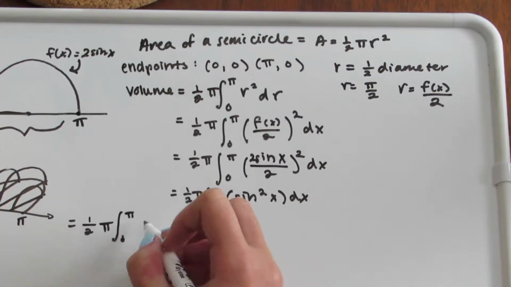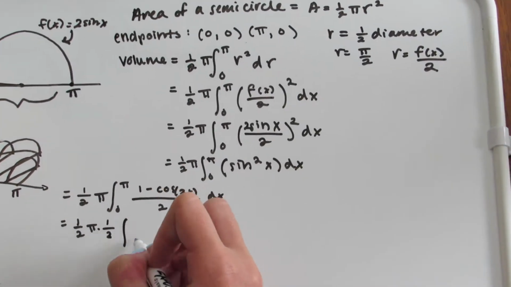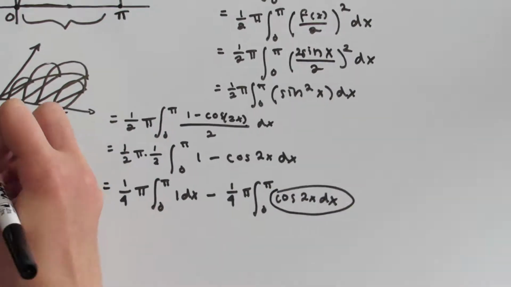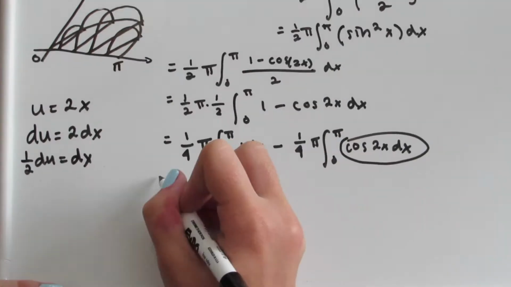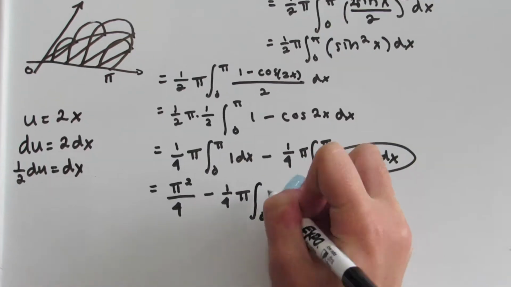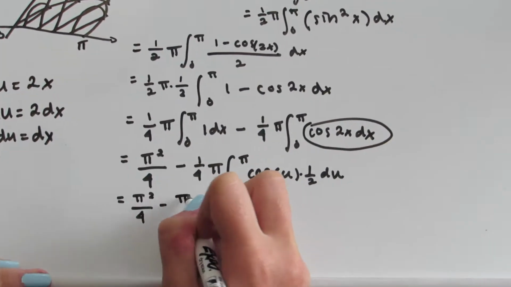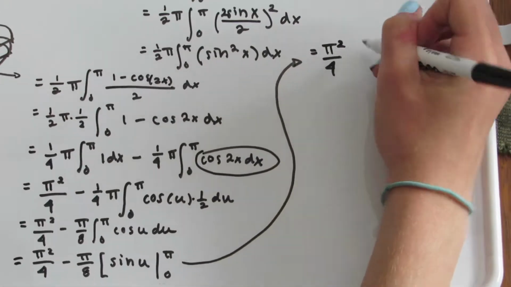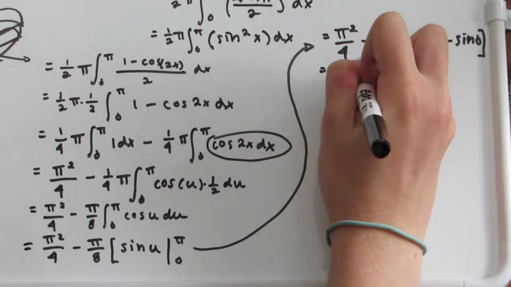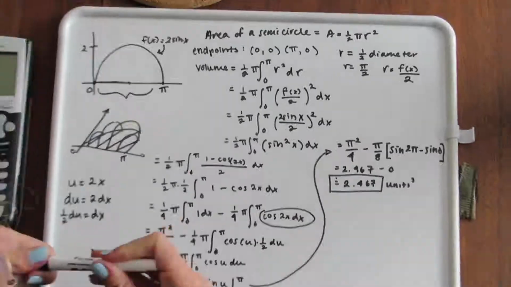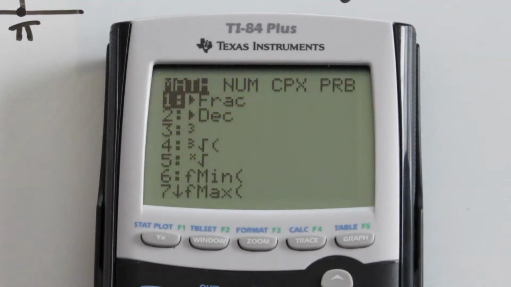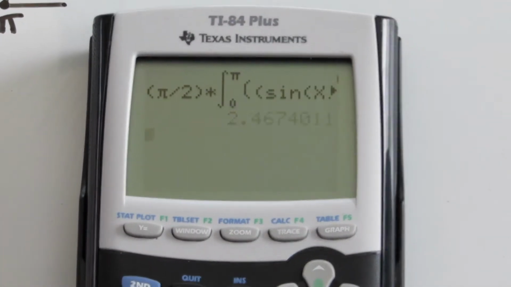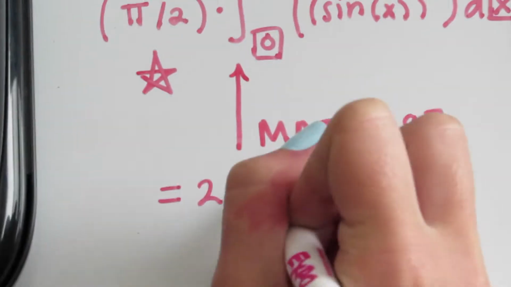The endpoints are known to be x equals 0 and x equals pi, because the curve of the graph makes a semicircle. Now we can solve the problem by setting the volume given to the formula. Volume equals 1/2 pi integration from 0 to pi of r squared dx, which equals volume equals 1/2 pi integrated from 0 to pi of (f of x over 2) squared dx equals 2.467. Now, here's how we do it on a calculator using Math 9.